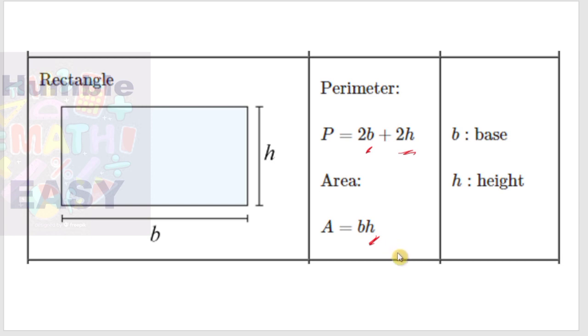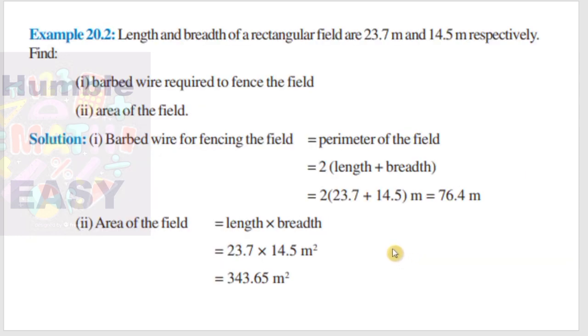For us to further understand this kind of figure, let's have an example. Length and breadth of a rectangular field are 23.7 meters and 14.5 meters respectively. We're going to find first the barbed wire required to fence the field, and then the area of the field. If we're going to fence the field with barbed wire, all we have to do is make use of the perimeter of the field.